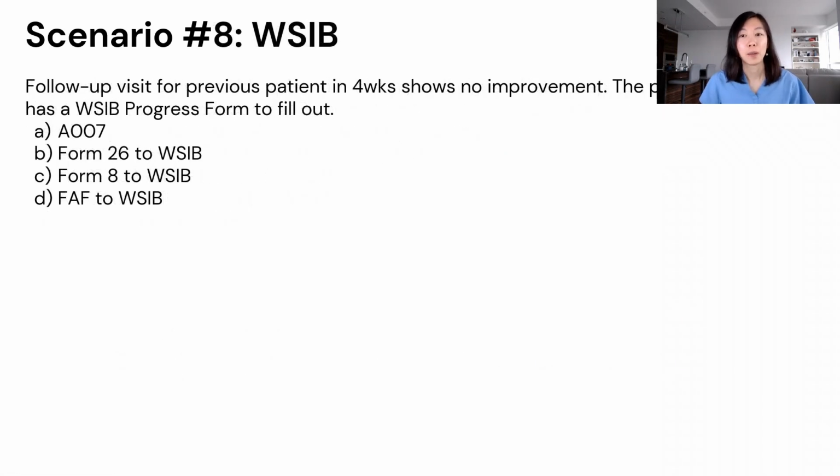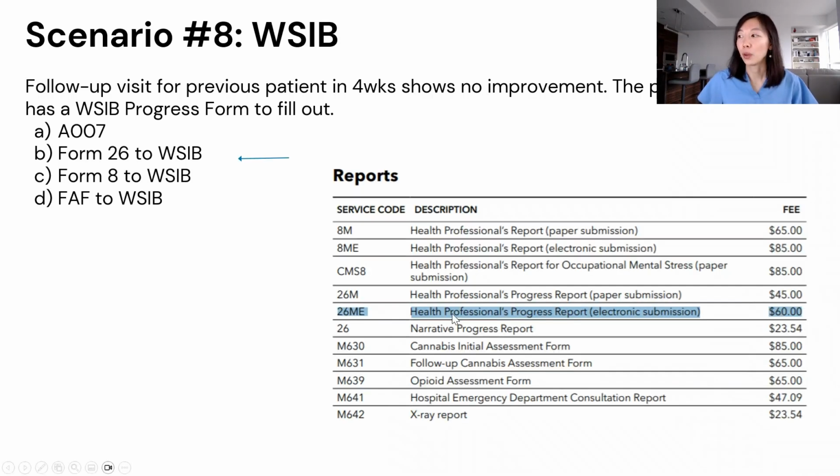Let's do another WSIB example. So let's say you followed up with that previous patient, and now in 4 weeks, they don't have any improvement. The patient now has a WSIB progress form to fill out. Which form would that be, and which one do you bill for? So pause the video, write the answer, and the answer is B. So this would be a health professionals report, or Form 26, and a lot of people will write FAF instead. This is more so for if the patient has recovered and is ready to go back to work. In this case, the patient hasn't improved, so probably needs more time off.